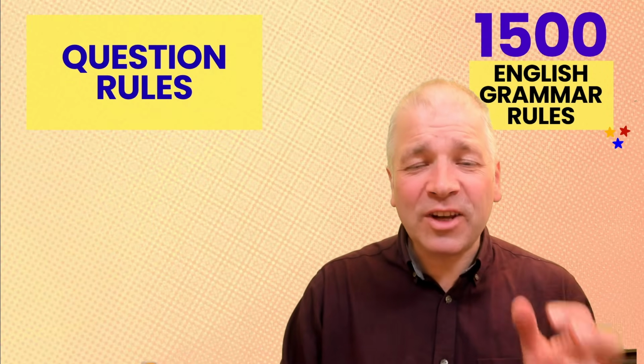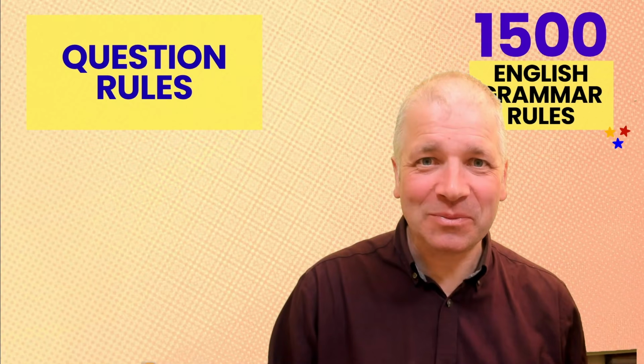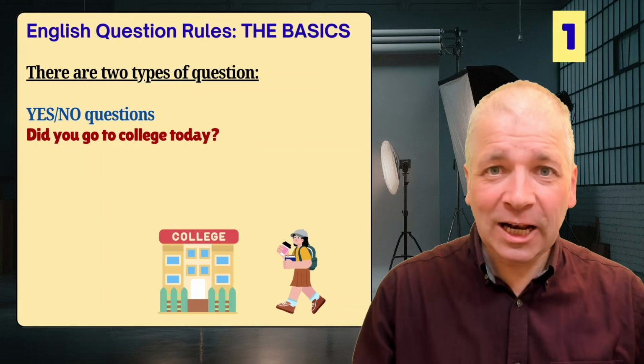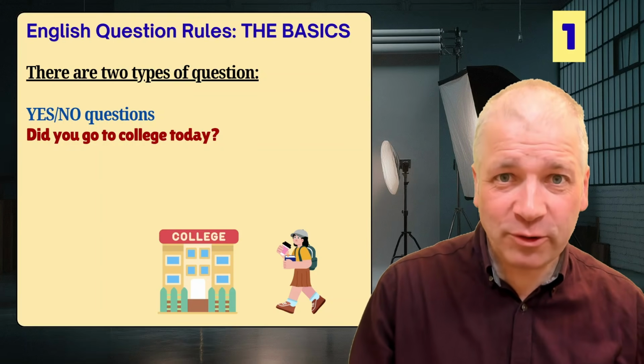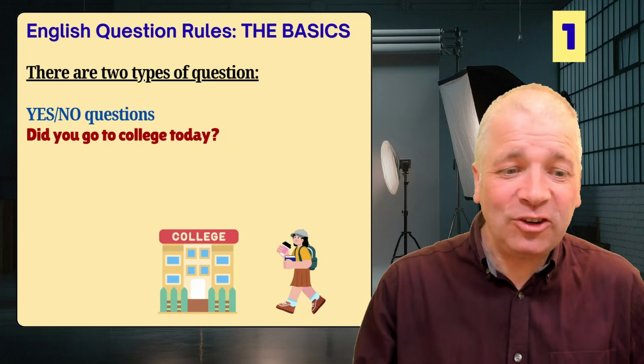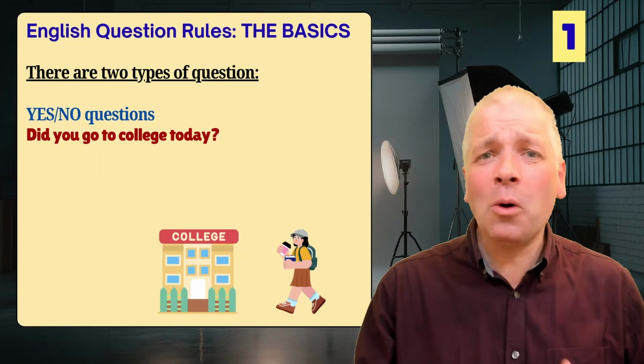We'll start with a detailed guide to question rules in English. So let's start with the basics of question rules. In English, there are two types of question. There are questions that can be answered yes or no, such as, did you go to college today? That can only be answered yes or no.